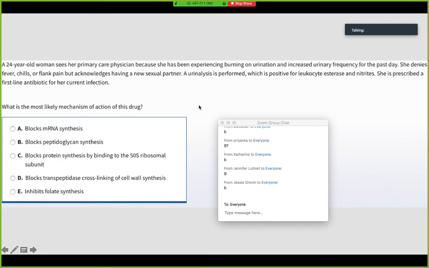A 24-year-old woman sees her primary care physician because she has been experiencing burning on urination and increased urinary frequency. She denies fever, chills, or flank pain, but acknowledges having a new sexual partner. A urinalysis is performed, which is positive for leukocyte esterase and nitrites. She's prescribed the first line. So what is the most likely mechanism of action for the first line treatment?